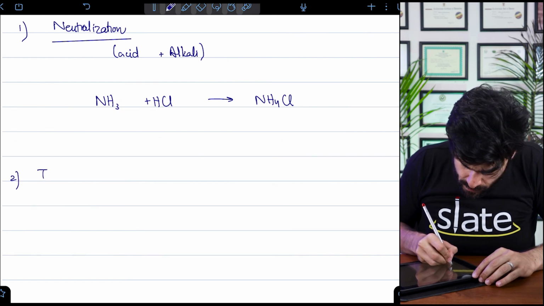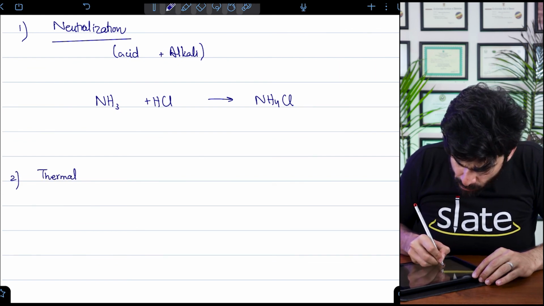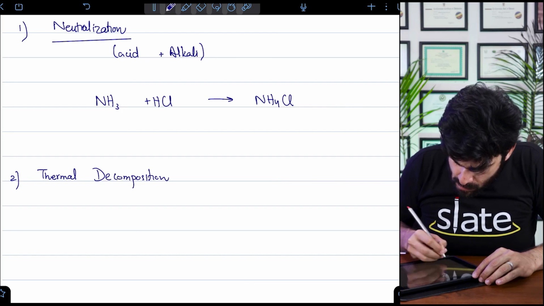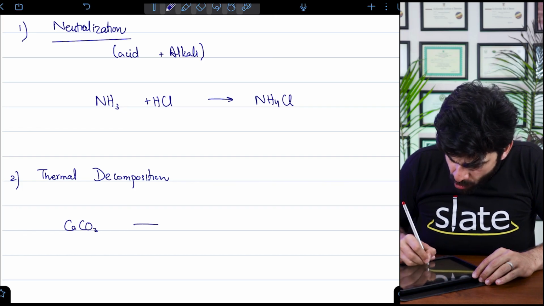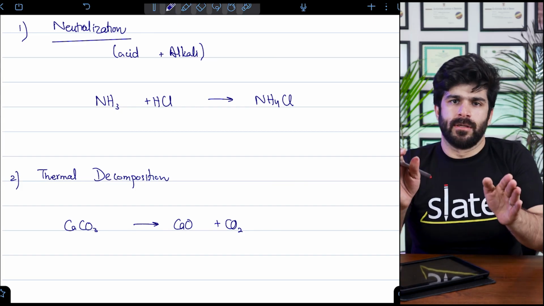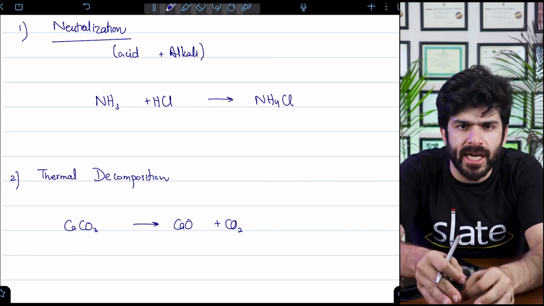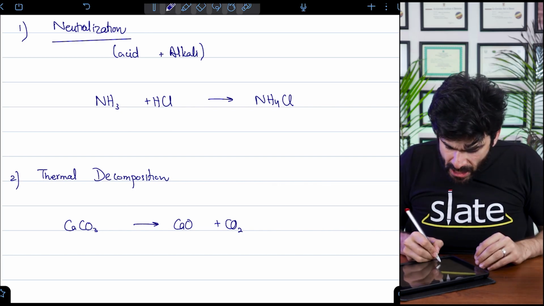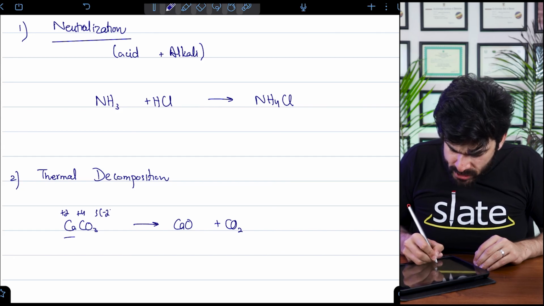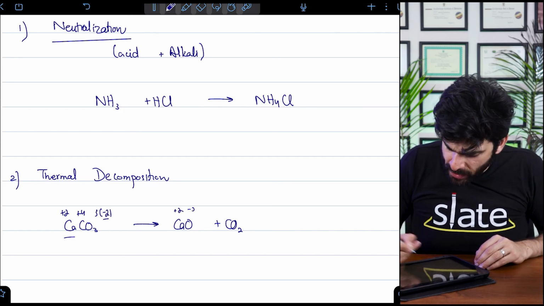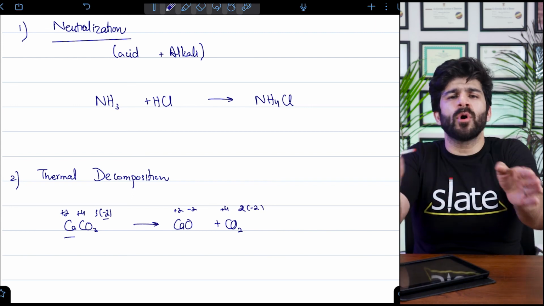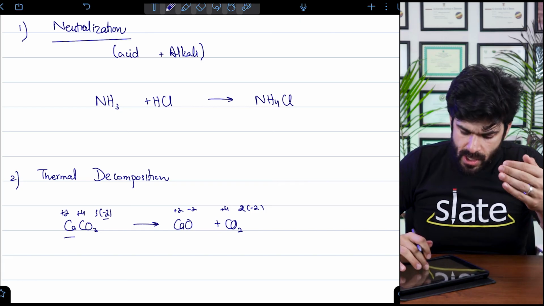Second, thermal decomposition. For example, calcium carbonate forming calcium oxide and carbon dioxide. Yet again, no change in oxidation state. Calcium has +2, carbon has +4, oxygen is 3 times -2, oxygen is -2. Calcium +2, oxygen -2, carbon +4. This is 2 times -2. They all have the same oxidation states. Nothing has changed.